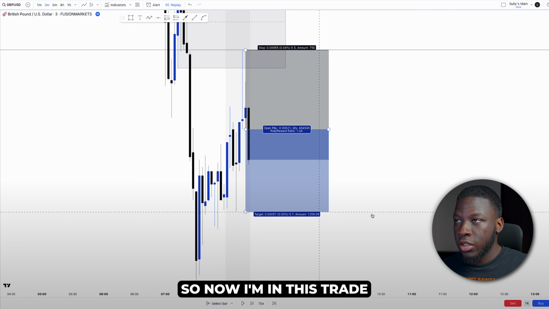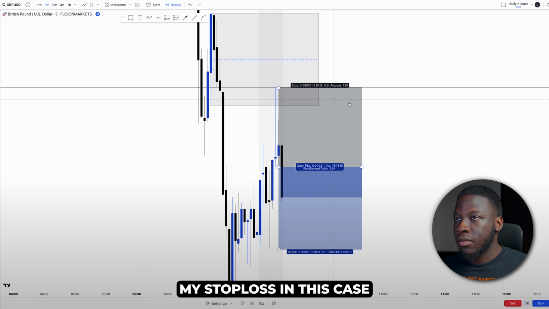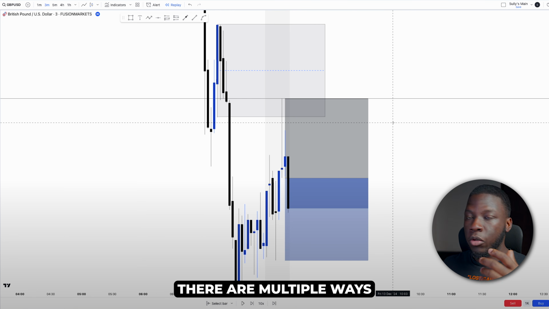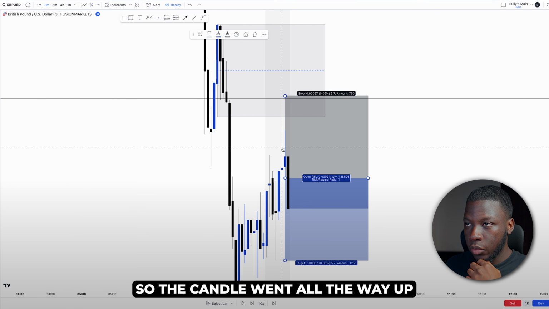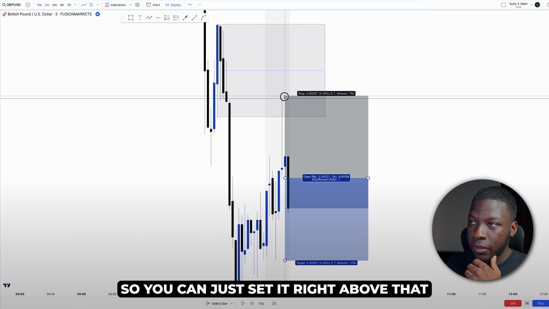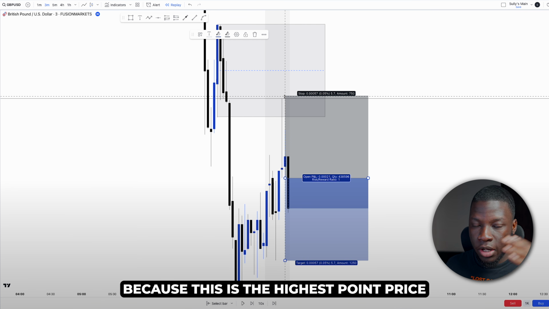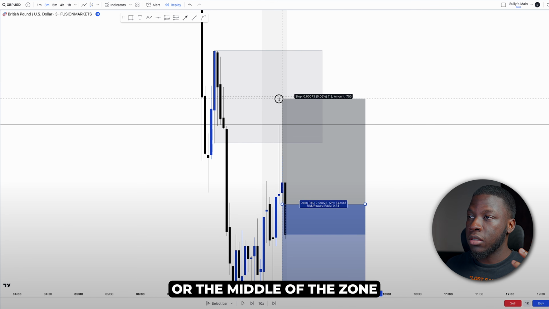So now that I'm in this trade, in terms of stop losses, there are multiple ways you can see it. Above the candle, like this. The candle went all the way up, so you can just set it right above that, because this was the highest point price got to within the zone, or the middle of the zone.